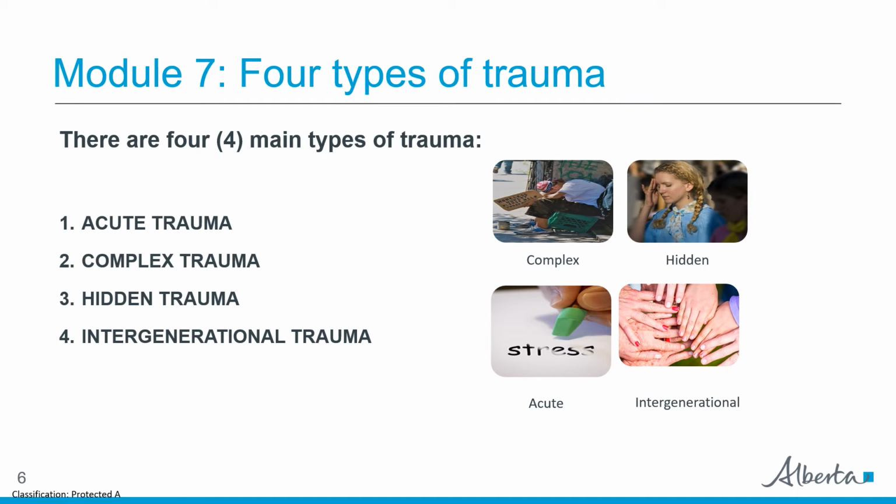Module 7. 4 types of trauma. There are 4 main types of trauma. 1. Acute trauma. 2. Complex trauma. 3. Hidden trauma. 4. Intergenerational trauma.